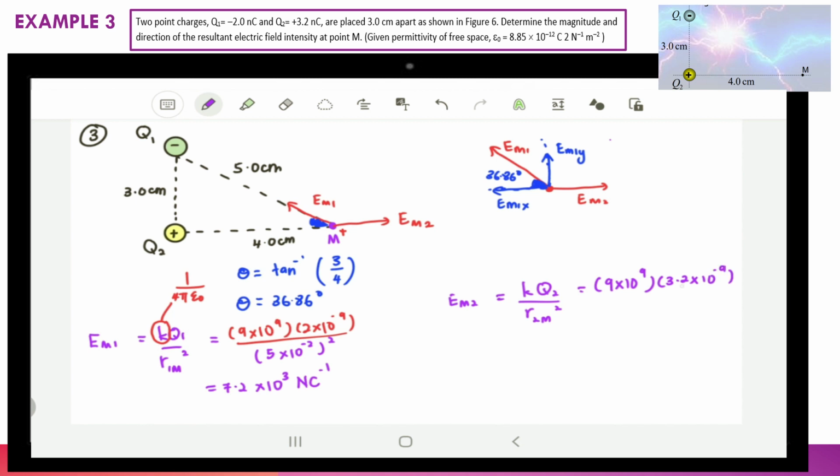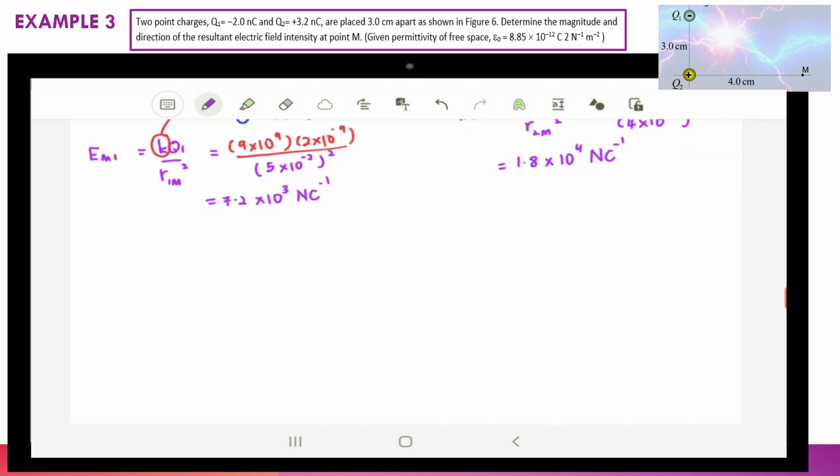Okay, and the distance between point M to charge 2 is 4 centimeter. So it's equal to 4 exponent negative 2 squared. Alright, so EM2 is equal to 1.8 exponent 4 nanocoulomb. So now let's try to draw a table in order to divide x component and y component. This is optional, not compulsory for you to draw the table in order to answer this type of question. I'm just going to show you how to divide E1M into x and y component correctly.